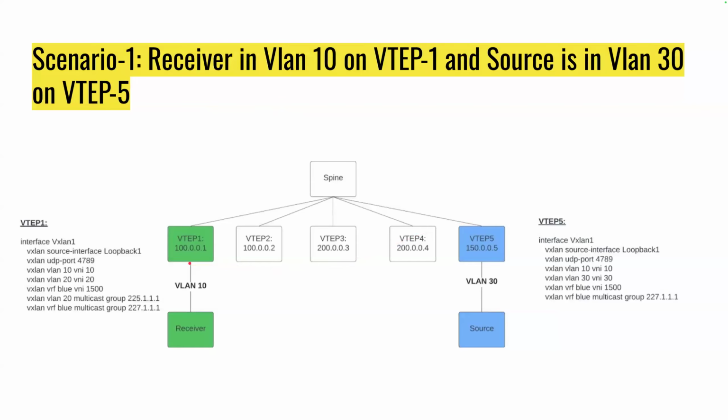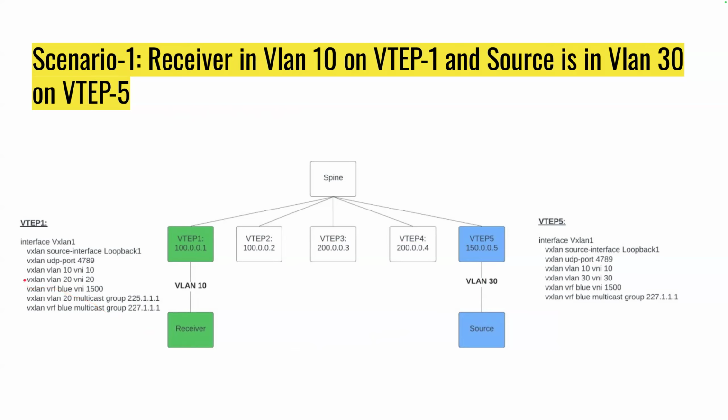Just to clarify, VLAN 30 is not present on VTEP 1, and VLAN 20 is not present on VTEP 5. Basically, VLAN 10 is present on all the VTEPs, VLAN 20 is present from VTEP 1 to VTEP 4, and VLAN 30 is only present on VTEP 5. So let's focus on the VLANs related to this flow. VLAN 10 is present on both VTEP 1 and VTEP 5, but VLAN 30 is only present on VTEP 5. Correct. I want everyone to keep that in mind.